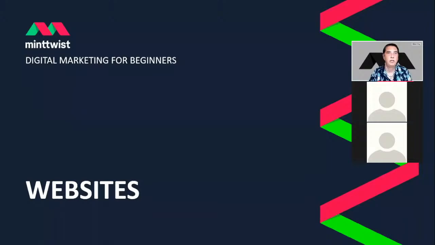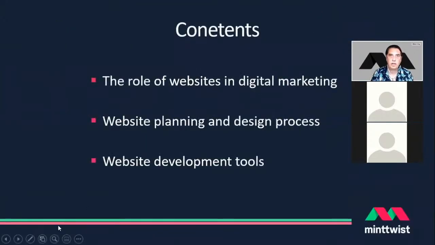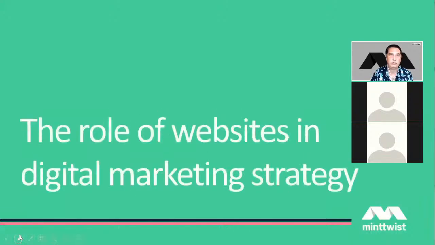Okay, so week 7 of the digital marketing course, we're going to be talking about websites. We'll focus on the role of content, the role of websites in digital marketing, and we'll talk a bit about the website development process, the design process, the planning process. We'll talk about development tools, and as I mentioned, we'll talk heavily about how we can make a website more effective.